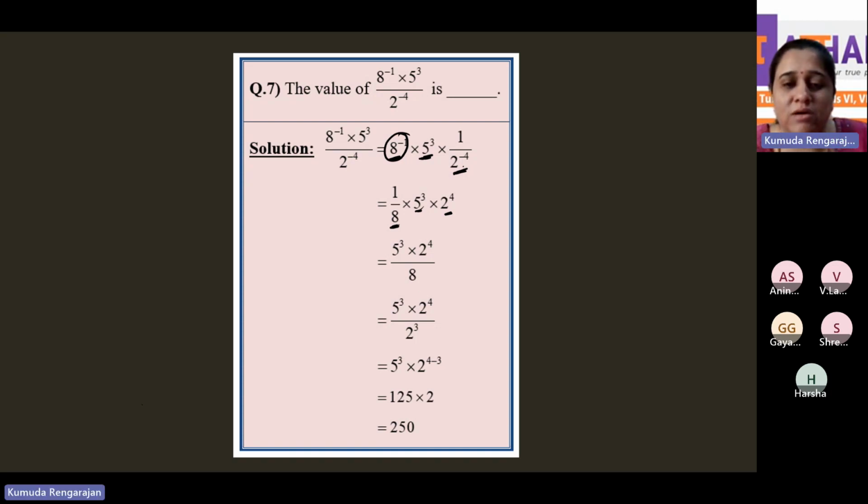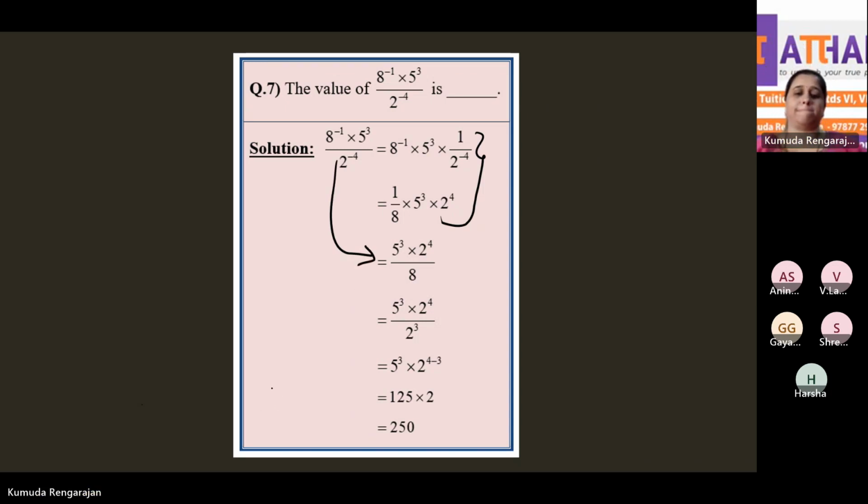Now I've multiplied all the numbers, these three. So 5 cubed into 2 to the power 4 divided by 8. I'm not saying these two steps are not needed. You can write it like this, or you can also write it straight away like this. Then it's the usual calculation. 5 cubed, and I think you can follow all this, children.